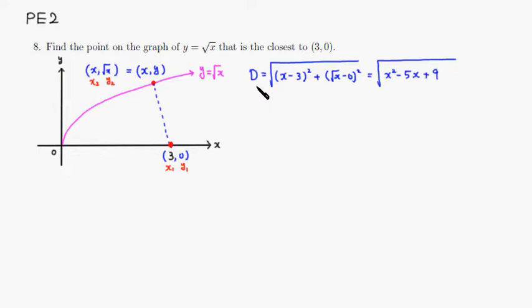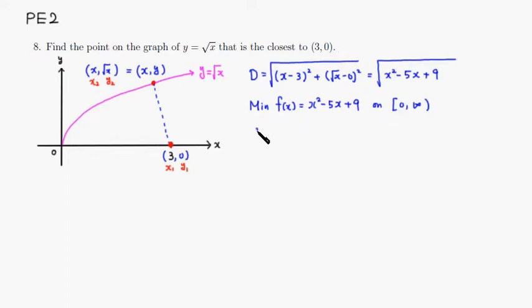So we want to minimize this distance, but in order to minimize this quantity, all you really have to do is minimize the inside function. So we're going to minimize the function f, which is the inside of this square root: x squared minus 5x plus 9. We want to minimize anywhere x starts from 0, and you can go as far as you want. So let's minimize this quantity.